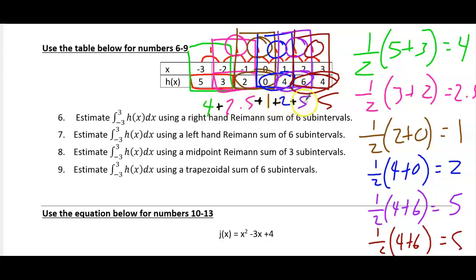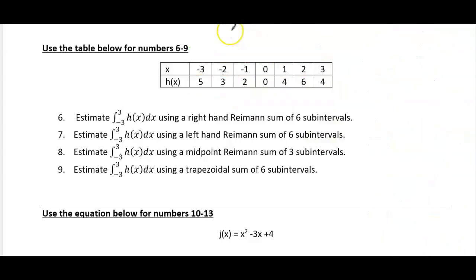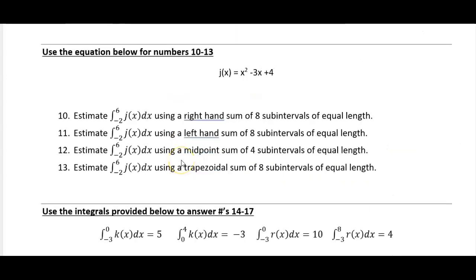And then we're going to go and add all these up and see what we get. So 5 plus 5 is 10, plus 2 is 12, 13, plus 4 is 17, plus 2.5 is 19.5. So there would be our final answer there for number 9. So that's how you can find right, left, midpoint, and trapezoidal sum to estimate areas under curves. All right, let's go ahead and move on to our next question here.